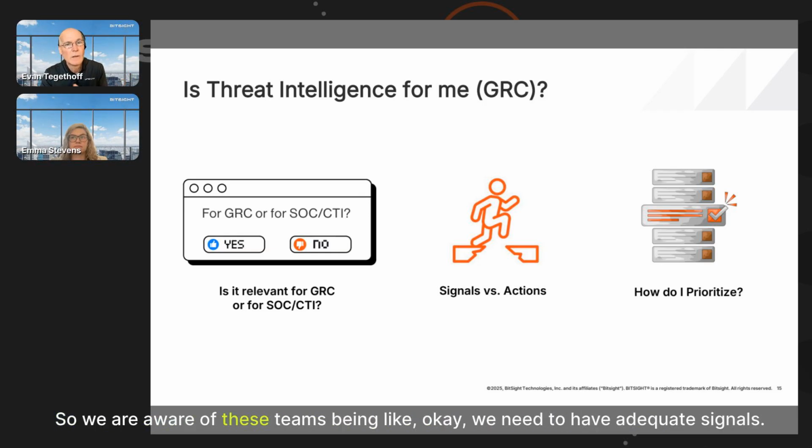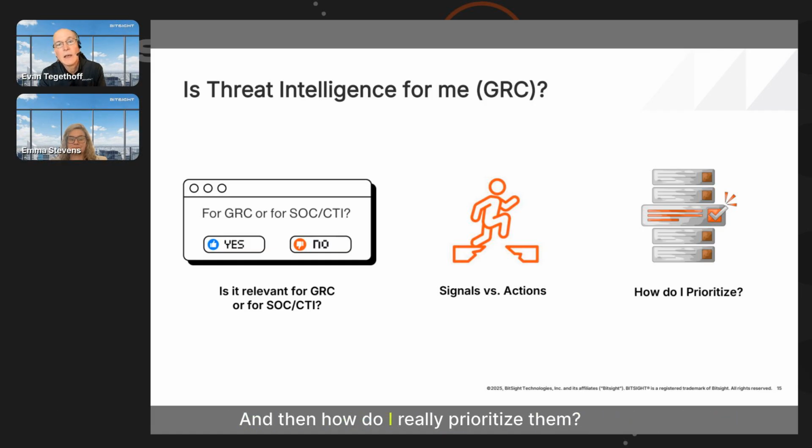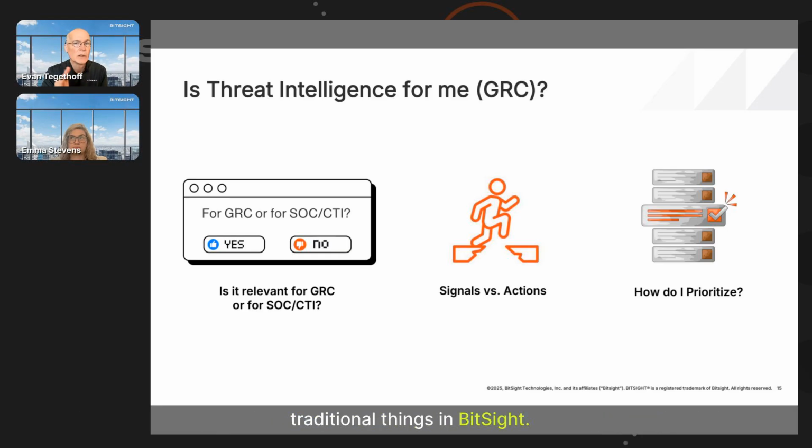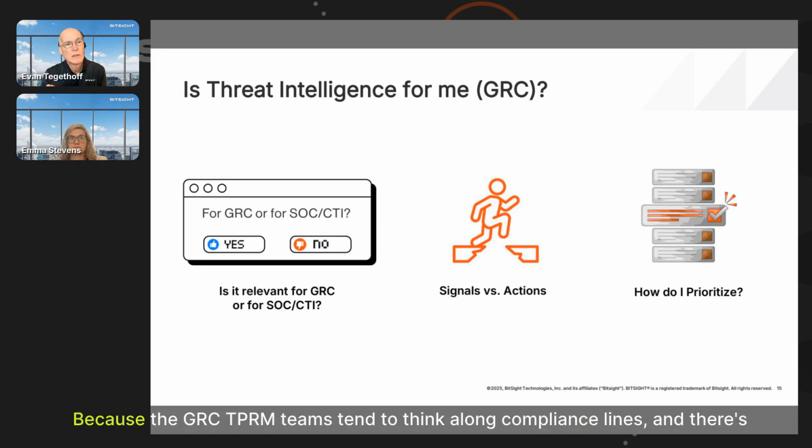So we are aware of these teams being like, well, okay, we need to have adequate signals. And then how do I really prioritize them? And I'm starting to get some questions too, where you would alert on traditional things in Bitsight, now you have all these other threat intel pieces. How do we alert on that, boil it down, et cetera?